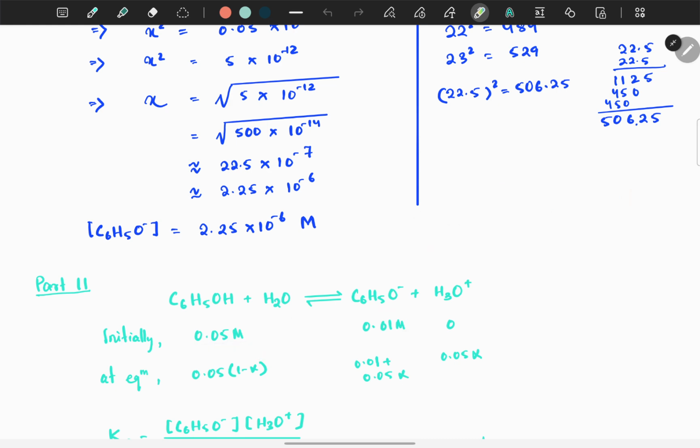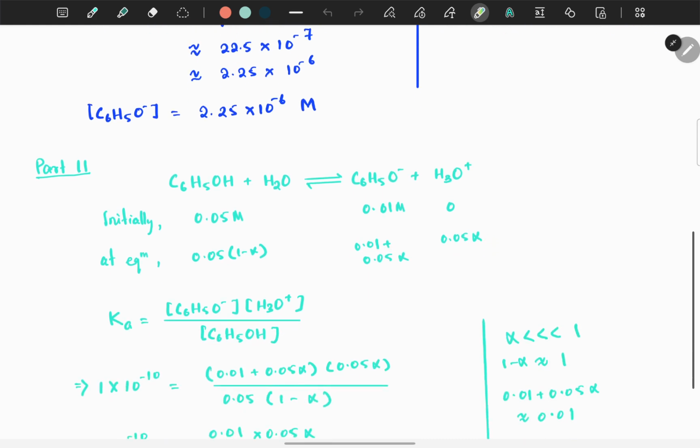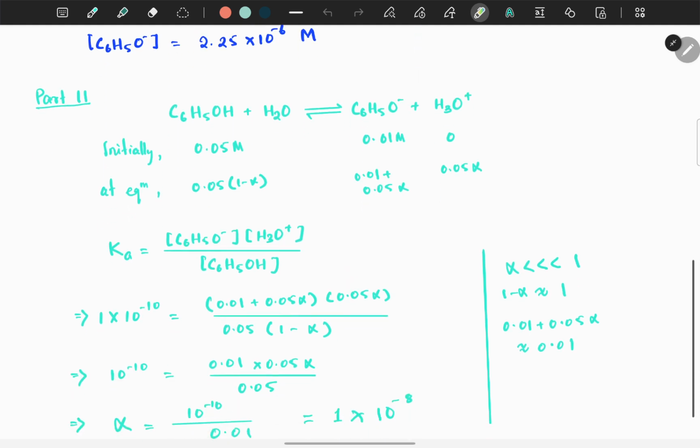So let alpha amount of phenol dissociate. The concentration of phenol at equilibrium will be 0.05 into 1 minus alpha. Now the concentration of phenolate ion is 0.01 plus 0.05 alpha, and hydronium ion will be 0.05 alpha. If we write the expression for K, it is the same as above. By putting in the values, it will be 0.01 plus 0.05 alpha, times 0.05 alpha, divided by 0.05 into 1 minus alpha.